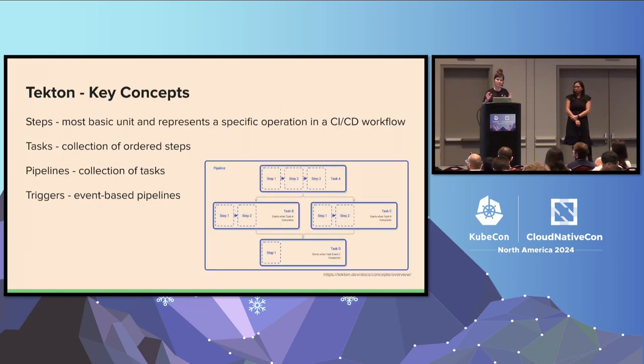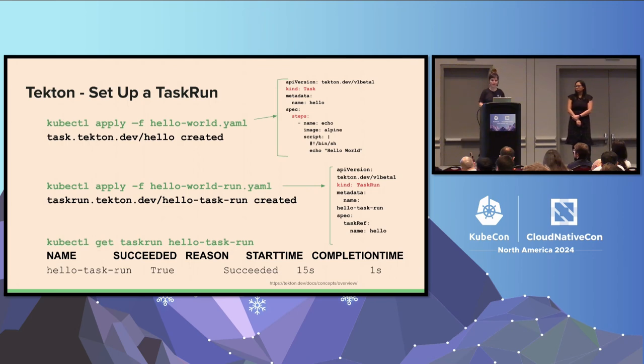Some key components to know about Tekton. We have step. A step is the most basic unit, that's one operation. A task is a collection of those ordered steps, useful for simpler workloads such as running a test or linting. A single task executes in a single pod, uses a single disk, and generally keeps things very simple. A pipeline is a collection of tasks, useful for complex workloads like testing, building, and deploying more complex projects. There's also the concept of triggers, which are event-based pipelines. So how do we set up a TaskRun object? This is an example. We're going to set up a TaskRun object here.